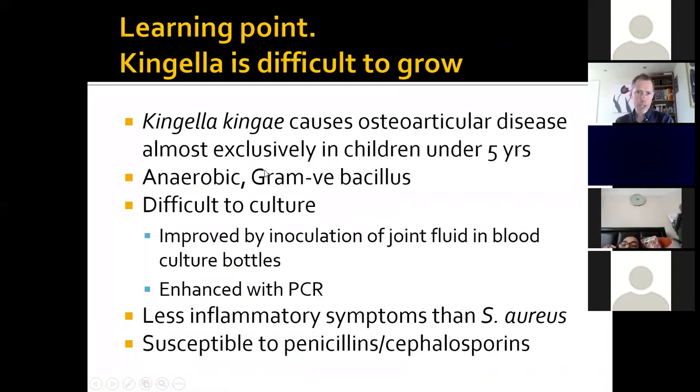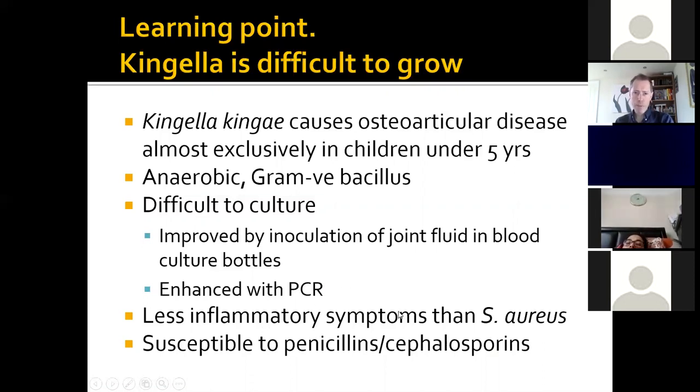Kingella kingae, which this child had, is a cause of osteoarticular disease, so that's bone and joint disease, almost exclusively in children under 5 years of age. It's an anaerobic gram-negative rod. It's difficult to culture, and so often we need to have extended cultures. People have reported that the ability to culture it can be improved by inoculating joint fluid into blood culture bottles. And now we would often detect it by doing a direct PCR for Kingella on the joint fluid.